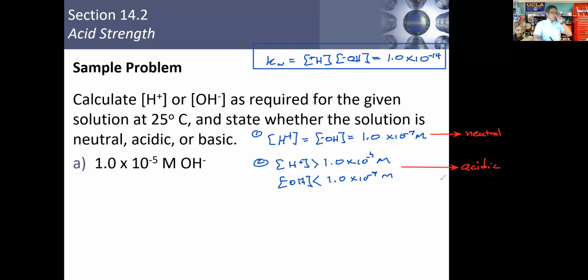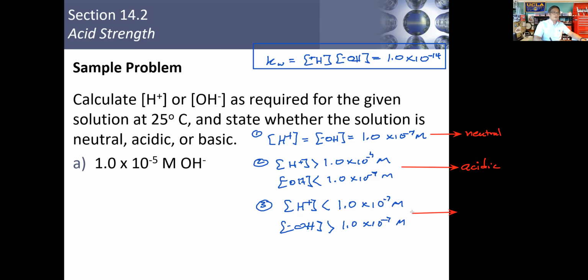Okay. So finally, a basic solution. What would a basic solution look like? Well, let's take a look. A basic solution would have to have a hydrogen ion concentration less than 10 to the minus 7 molar, and a hydroxide ion concentration greater than 1 times 10 to the minus 7 molar. So this would be a basic solution here. A basic solution is a solution in which you have more base than acid. And I think this makes sense.